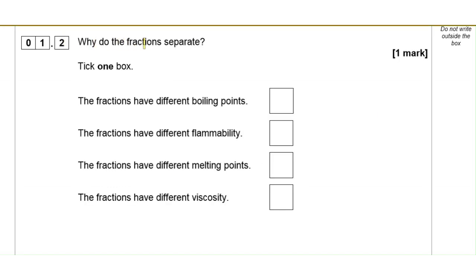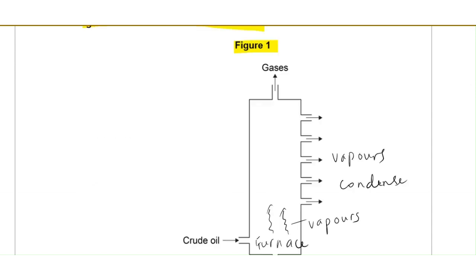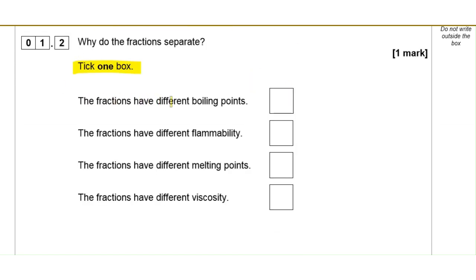Question 1.2. Now, why do the fractions separate? Tick 1 box for 1 mark. The fractions have different boiling points, different flammability, different melting points, different viscosity. Now let's go back to our previous question. We alluded to the fact that in the fractionating column, the fractions condense because they have different boiling points. So to get 1 mark for this question, you must tick fractions have different boiling points.